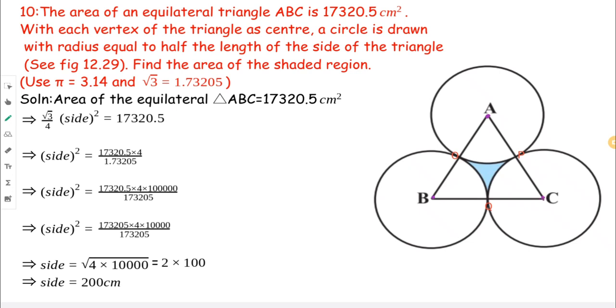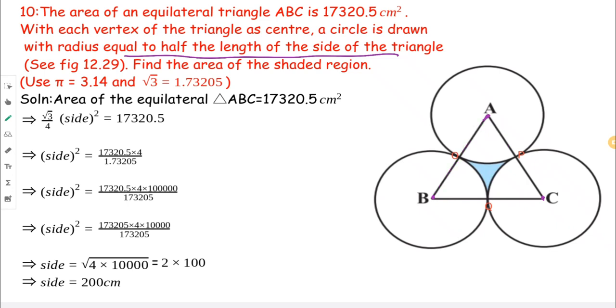So from there you're drawing 3 circles, right? And you're saying with radius equal to half the length of the side of the triangle. With radius means what? If you look at the radius of the circle, it is OA or AP or BO or BQ or CQ or CP, right? These are the radius. They're saying it's half times the length of the side of the triangle. Find the area of the shaded region.